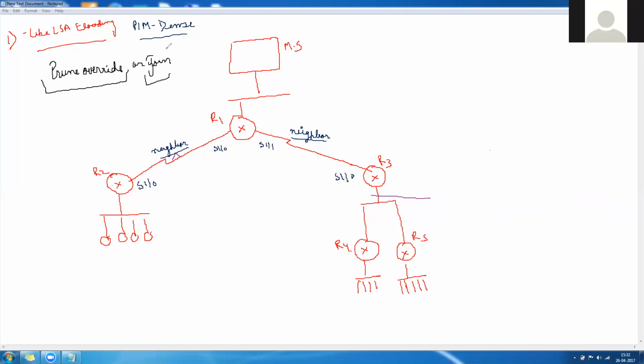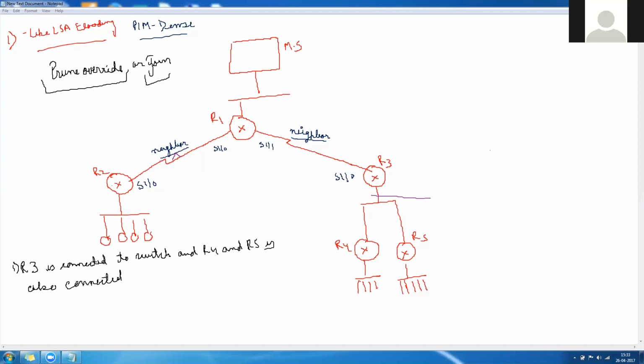Now the problem is, I'll just let you know. R3, I'll just make a note for you guys. Now where should I do? R3 is connected to a switch, and R4 and R5 are also connected. R5 is also connected. So they are like a complete single LAN.